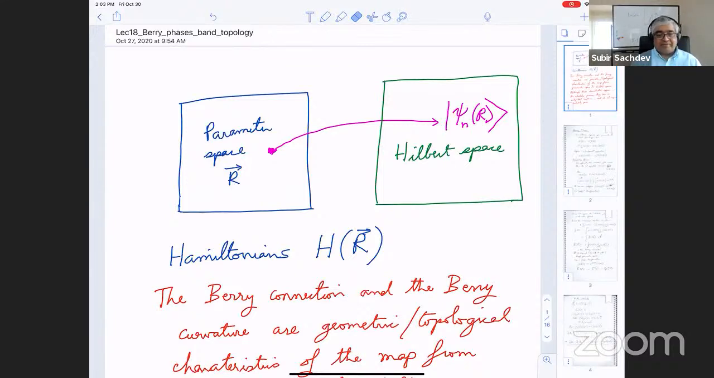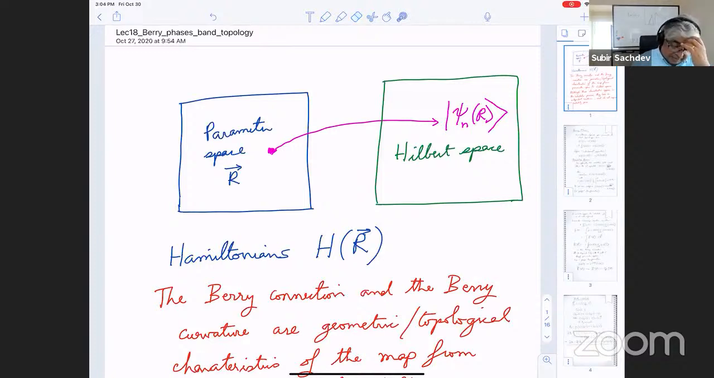I'm going to begin with a fairly general discussion about Berry phases and how that connects to topology. My treatment is drawn mostly from the book by Girvin and Yang, Modern Condensed Matter Physics, which I have a copy of here and which has a nice discussion of these topics.